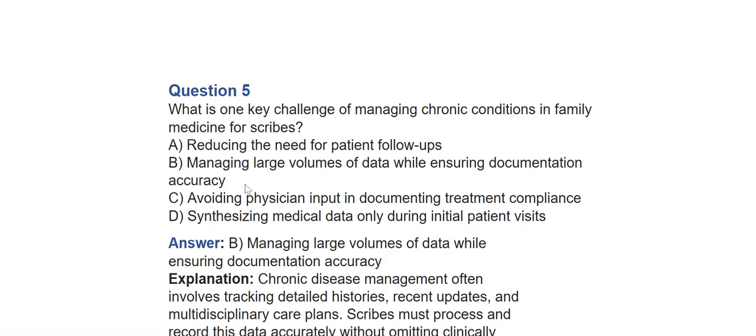Answer is B, managing large volumes of data while ensuring documentation accuracy, as chronic disease management often involves tracking detailed histories, recent updates, and multidisciplinary care plans. Scribes must process and record this data accurately without omitting clinically relevant details, which can be challenging in busy family practice settings. And here we come to the end of this lecture.